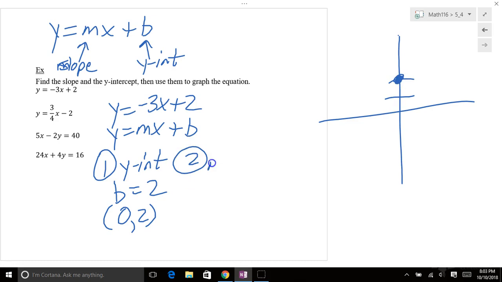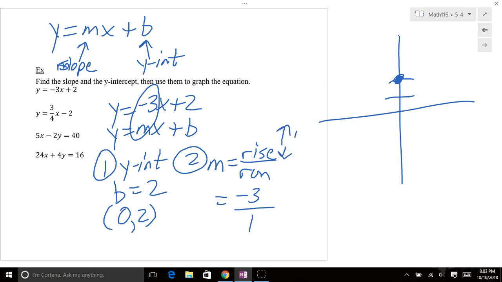Now we're going to use our slope from there. So our slope, if you notice, m is negative 3. So slope is rise over run. So since the slope is negative 3, make it into a fraction. So negative 3 over 1 is the same thing as negative 3. And the rise tells you if you go up or down. If it's positive, you go up. If it's negative, you go down.